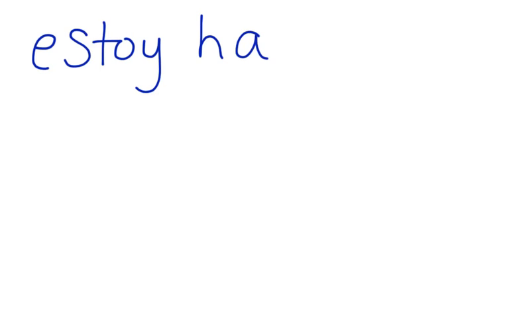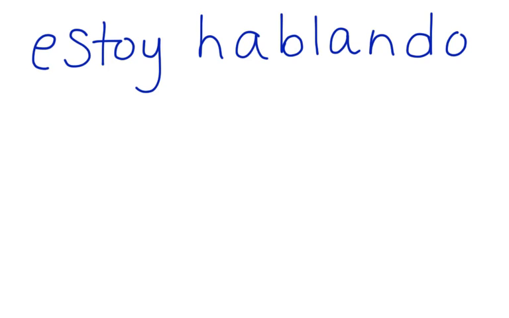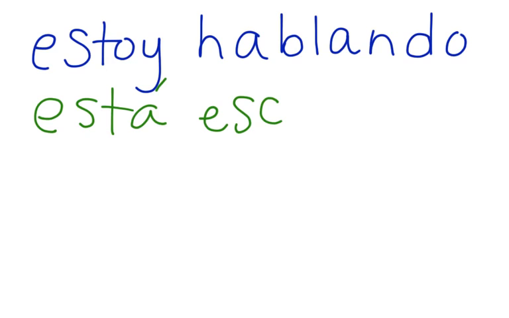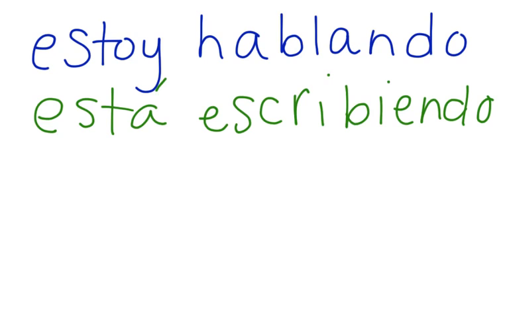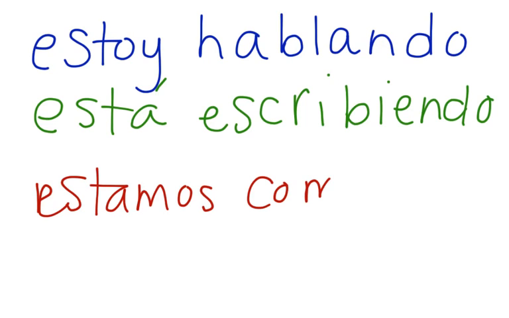So putting it all together, if I want to say I am speaking, I would say yo estoy hablando. I have to have both pieces, the form of estar and the verb in the present participle. If I want to say he is writing, I'd say él está escribiendo. And if I wanted to say we are eating, I would say nosotros estamos comiendo.